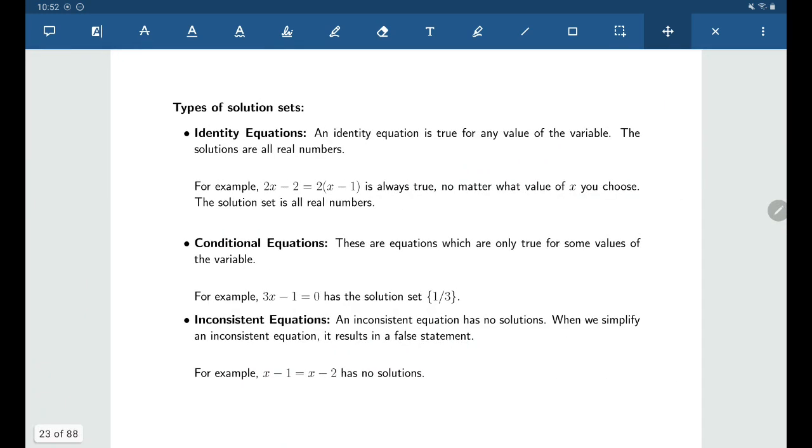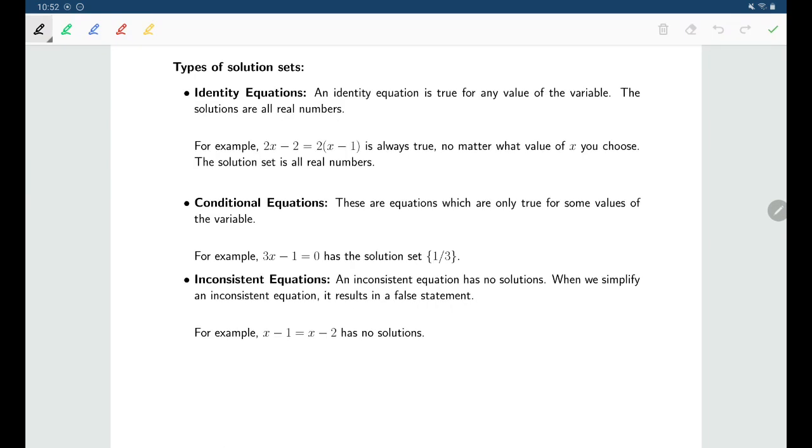Now, there are different kinds of equations, and I'm not going to really labor over this too much, but if we're thinking about equations, there are three possibilities. The one that we're usually seeing are the middle ones, the conditional equations. Those are equations that have some values of the variable that make the left side and right side equal, but others do not. So, for example, something like this, 3x minus 1 equals 0, that's a conditional equation because there's only one value for x that makes the left side and the right side equal to each other, and there's other values of x that do not.